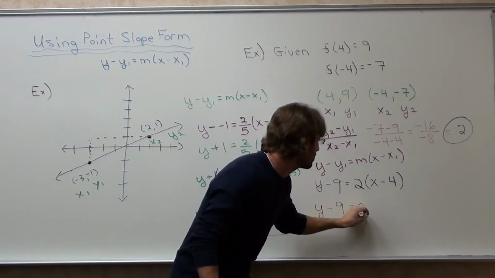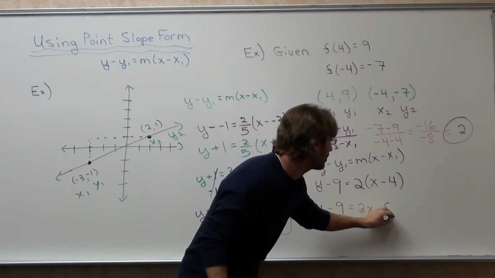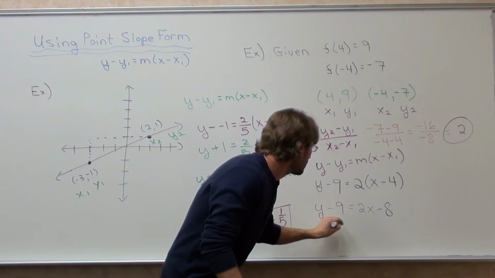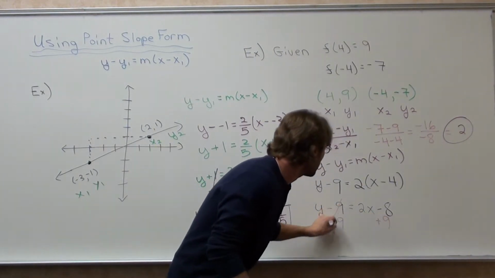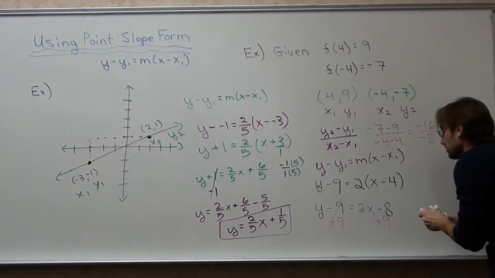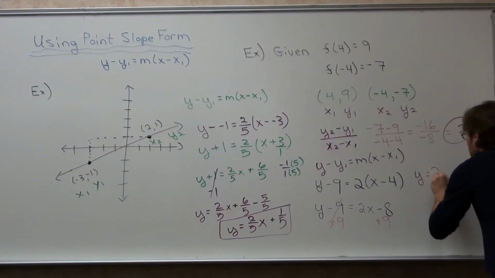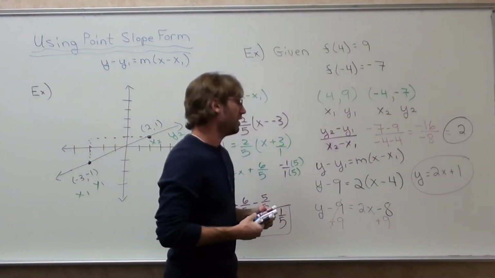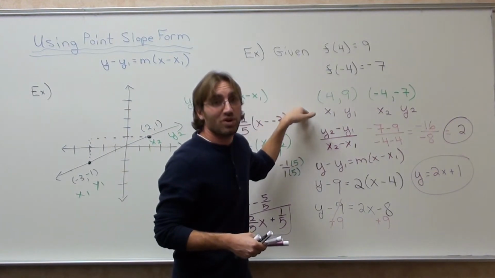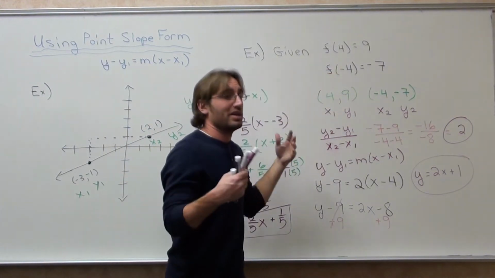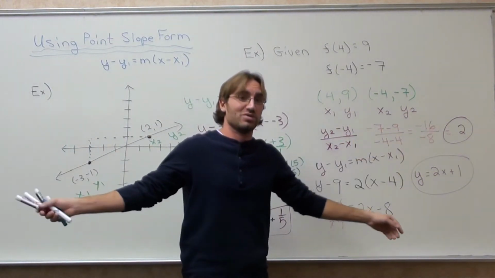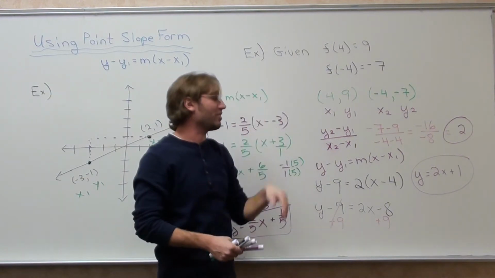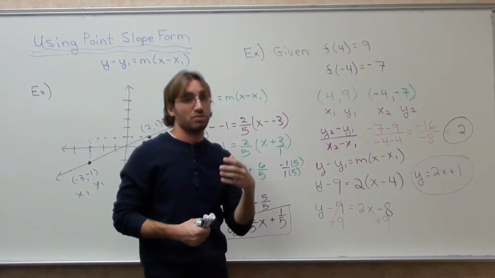2 times x, 2 times negative 4. It's negative 8. Add 9 to both sides. Y equals 2x plus 1. That means when I graph it, my y-intercept is 1, my slope is 2 over 1. It's fantastic. It goes on forever in the x values, which means its domain goes on. Its range for the y value goes on forever as well. But that's basically a quick introduction into point-slope form.